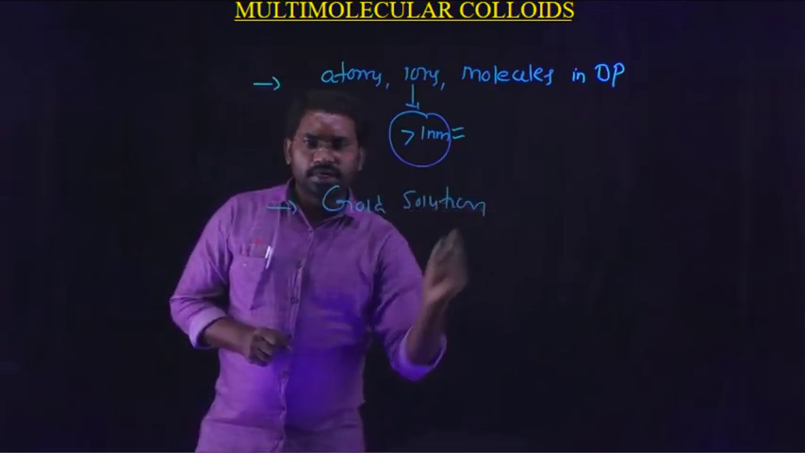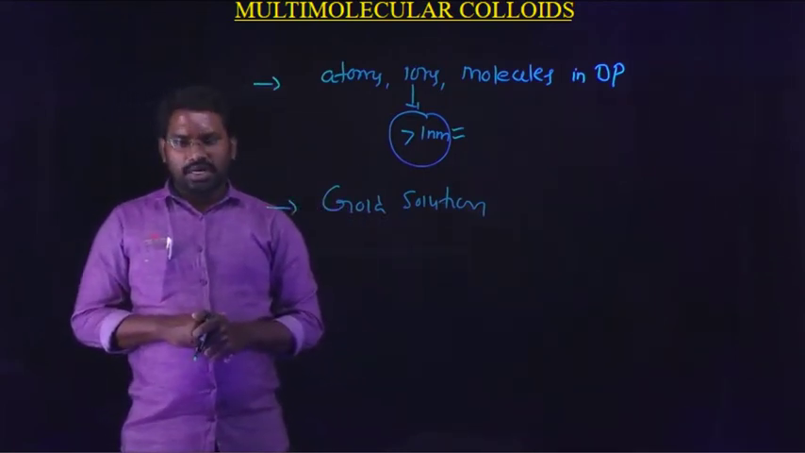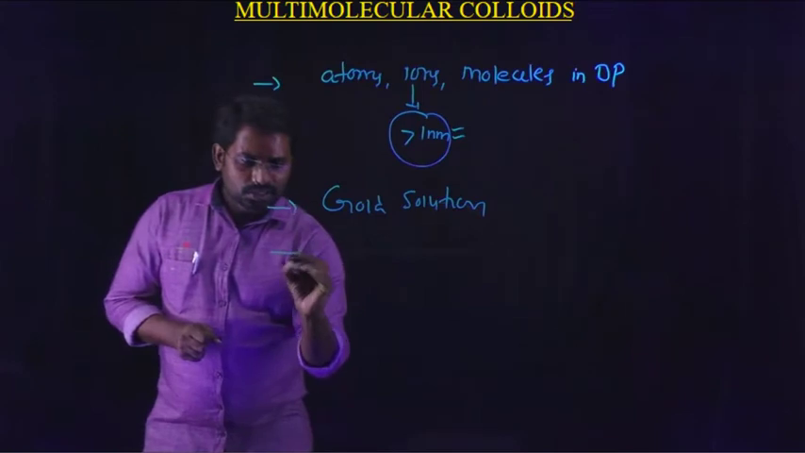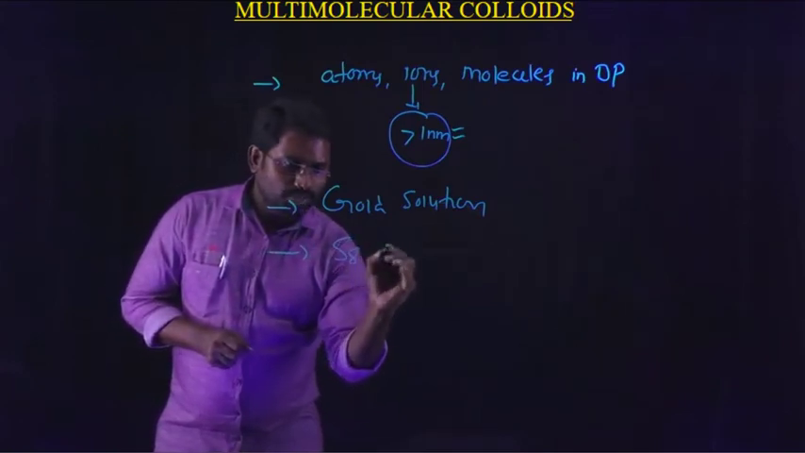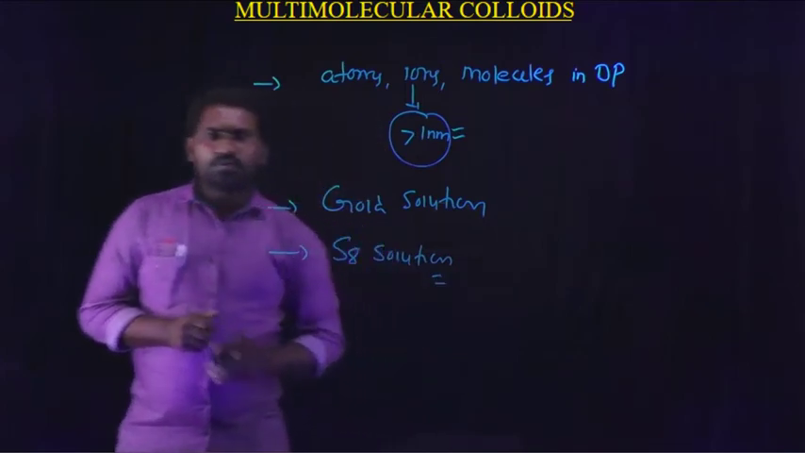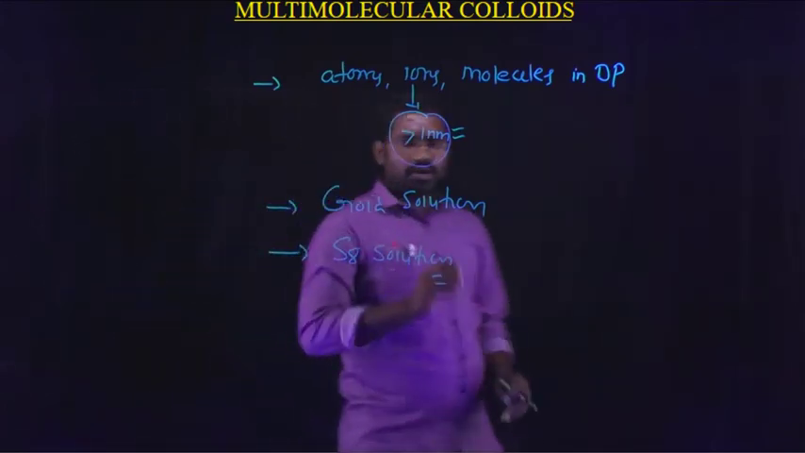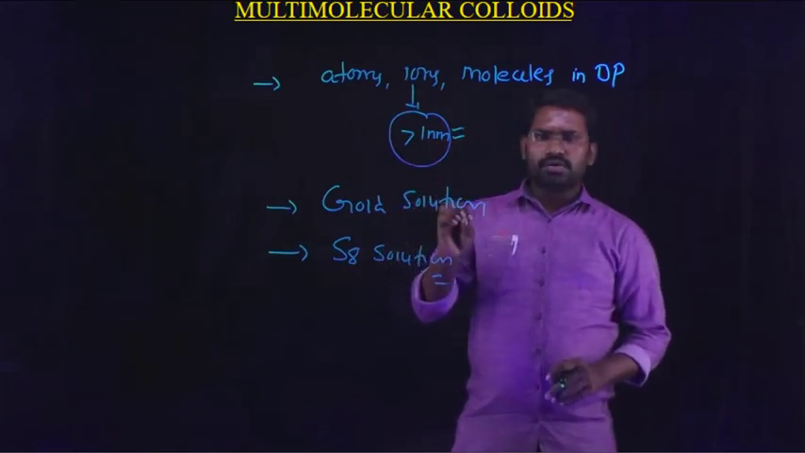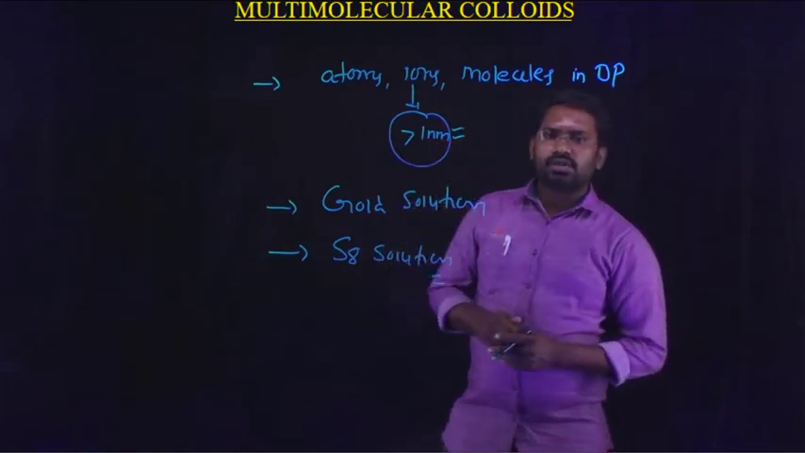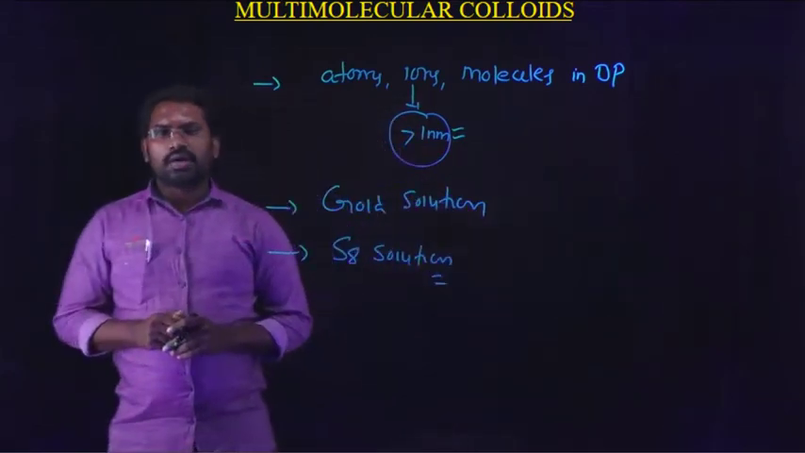Gold solution contains many gold atoms with dimensions of colloidal range. And next one, sulfur solution. That means S8 solution. Sulfur solution also contains many sulfur atoms having crown shape. This is also having the dimensions of the colloidal range. So this is about the multimolecular colloids.